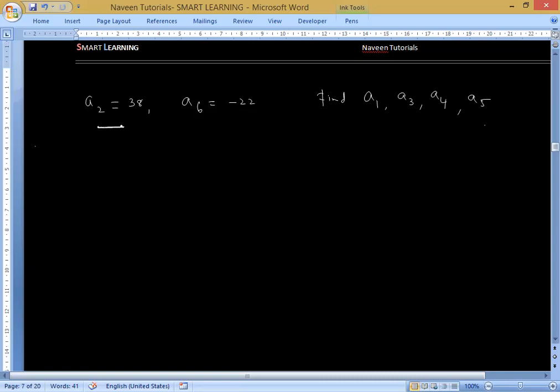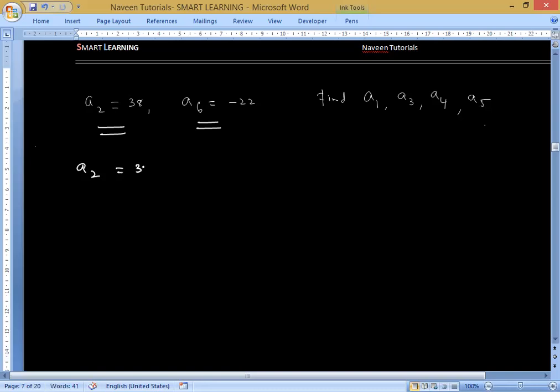So in this case, the second term is given and the sixth term is given. The series is not given, which means we don't know the value of the first term and the common difference. So solving the second and sixth terms as the first equation and second equation using the elimination method, you are going to get the values of a and d. Once you get the values of a and d, we'll find the values of a1, a3, a4 and a5.